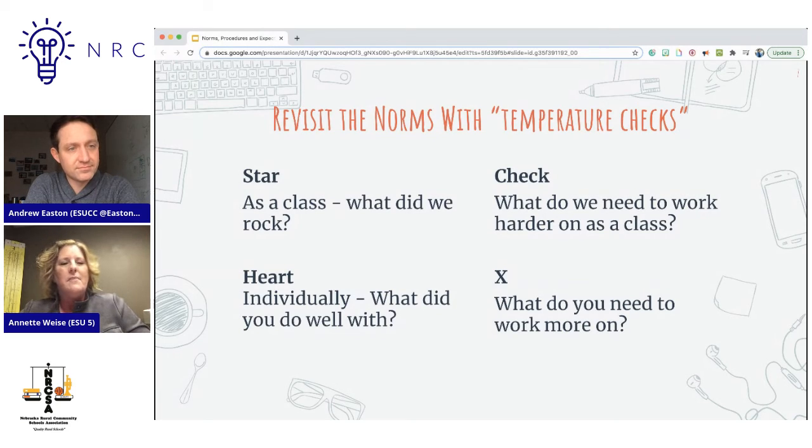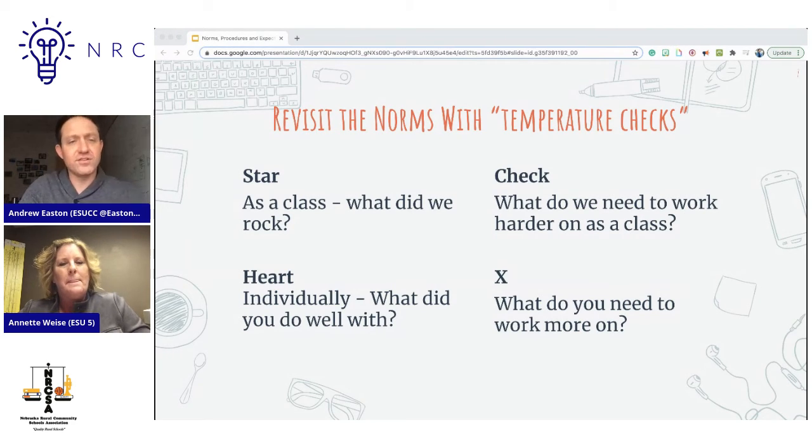Or the opposite might be true. Maybe you had a really great class period and you want to replicate that. So you can pull up those norms again, let kids talk about, what did we do really well? Why was this day so great? And hopefully get them to replicate it. But I just think those temperature checks and getting kids to actually identify the positives and the negatives and talk about why that is pretty powerful for maintaining that class environment the way you want it to be maintained.